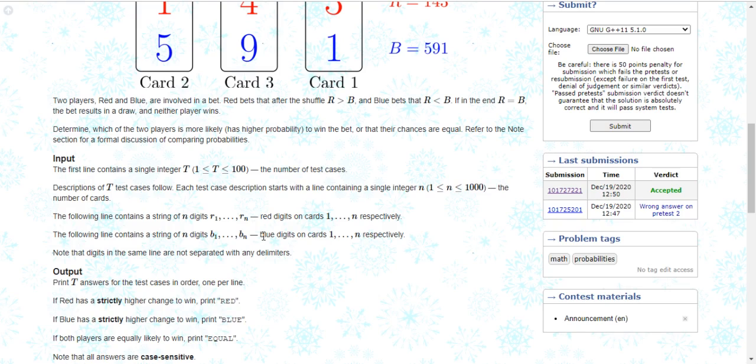So what we are basically doing here is finding which player is more likely to win. That means if we shuffle the cards randomly, what is the probability that the number formed by the concatenation of the red integers is higher than the number formed by the concatenation of the blue integers? We have to find which of capital R or capital B is more probable to be higher.